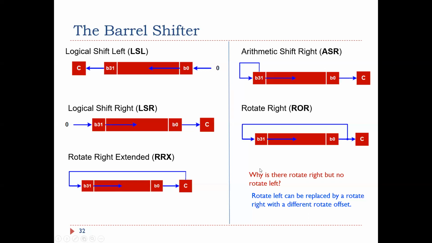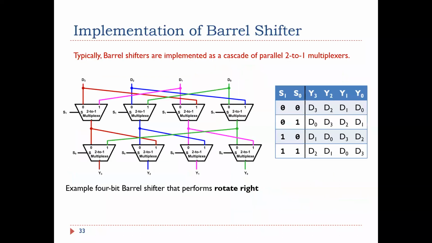So you may ask why there is rotate right but no rotate left. Rotate left can be replaced by a rotate right with a different rotation offset. Because every operation here requires some hardware, you can achieve rotate left by using a rotate right operation with a specific offset. So with that, we are going to see an implementation of a barrel shifter.